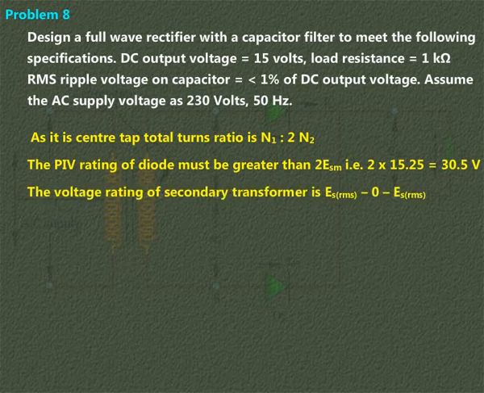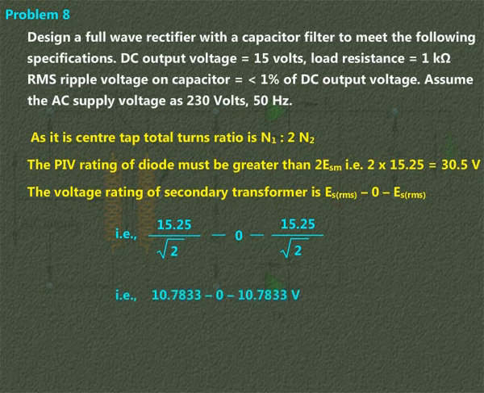The voltage rating of secondary transformer is ES RMS to 0 to ES RMS. That is 15.25 by root 2 to 0 to 15.25 by root 2. That is 10.7833 to 0 to 10.7833 volts. By using the voltage rating of secondary transformer, we find the primary RMS value, that is EPRMS, is equal to 220 volts.